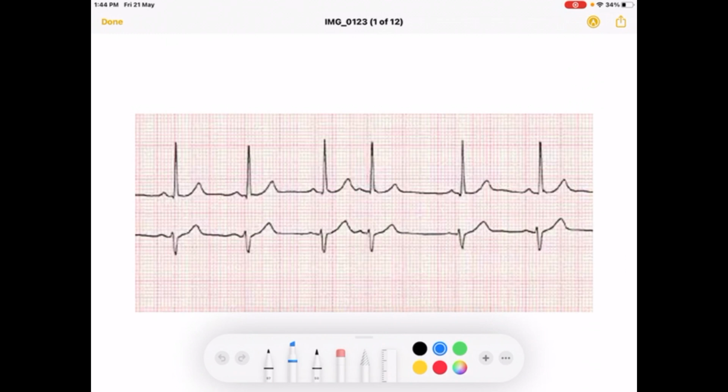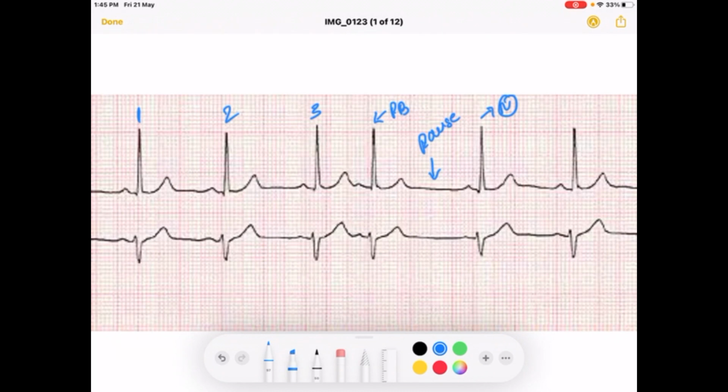So here this is normal beat 1, 2, 3. Here, if you see, there is a premature beat with a pause, and then a normal sinus beat is established again. If you see this premature beat, you can see there is a P wave. So the P wave is present. Then the QRS complex is normal.